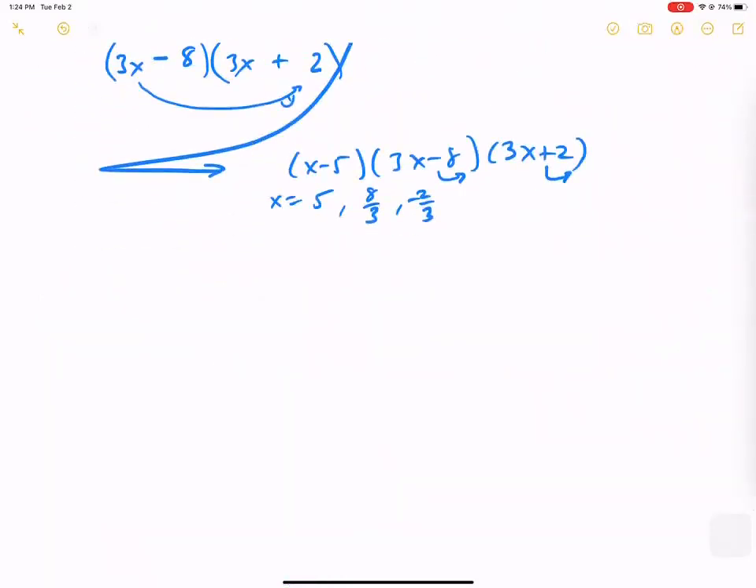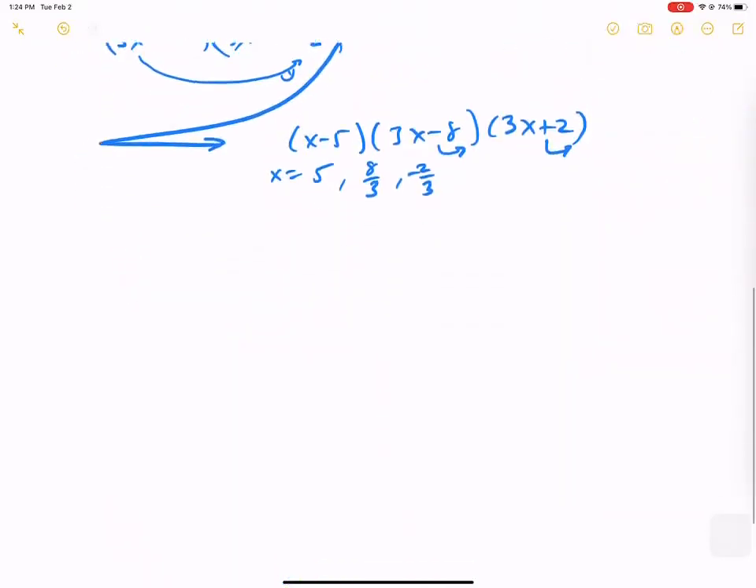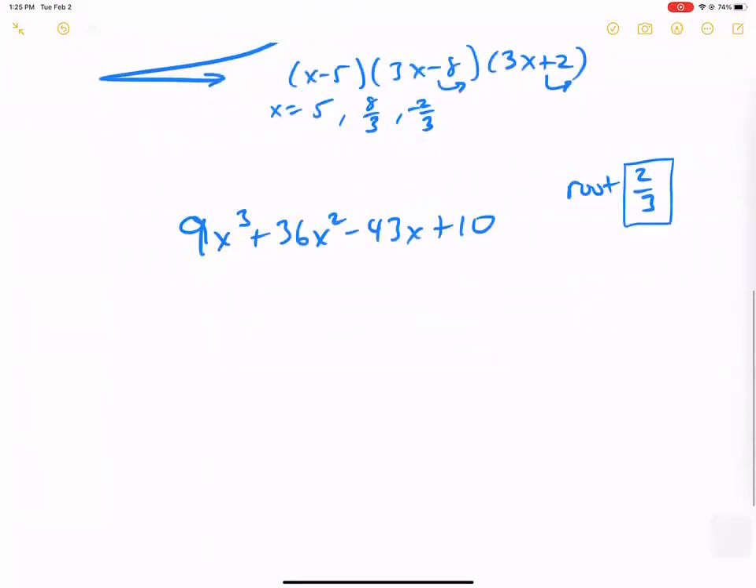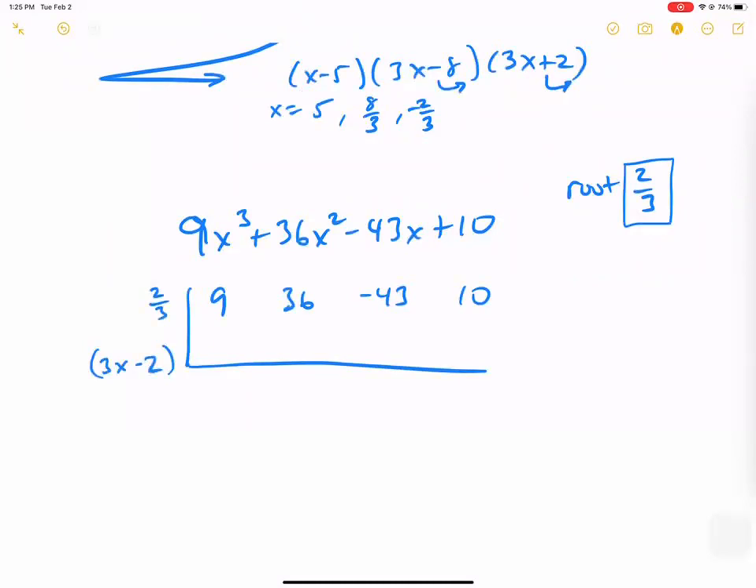Okay, let's go ahead and try another problem. This problem is 9x cubed plus 36x squared minus 43x plus 10. Now for this problem, I'm going to tell you the root, and the root here is going to be 2 over 3. Now today we're going to look at synthetic division if I end up with a funny root. Okay. So here's my problem. Let's go ahead and set this up. 9, 36, negative 43, and 10. And here's my root. It's going to be 2 over 3. The factor is 3x minus 2.